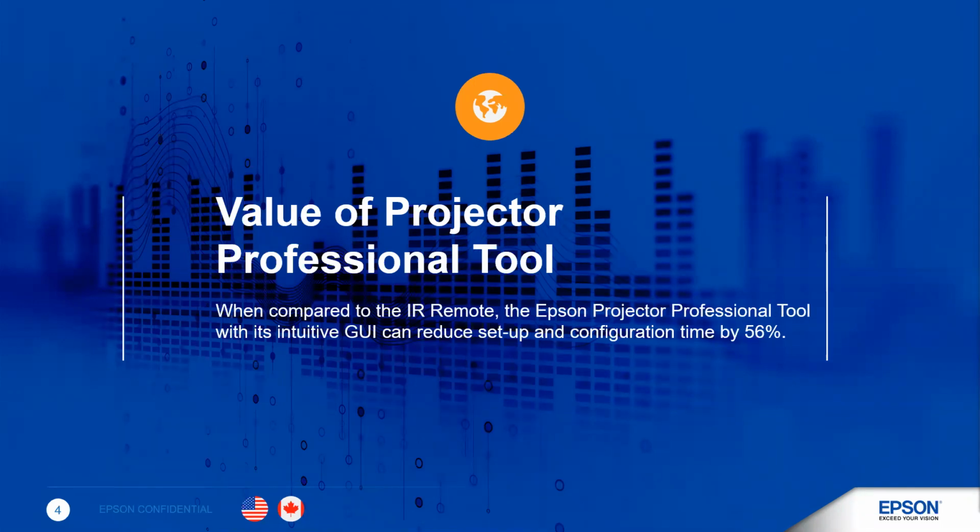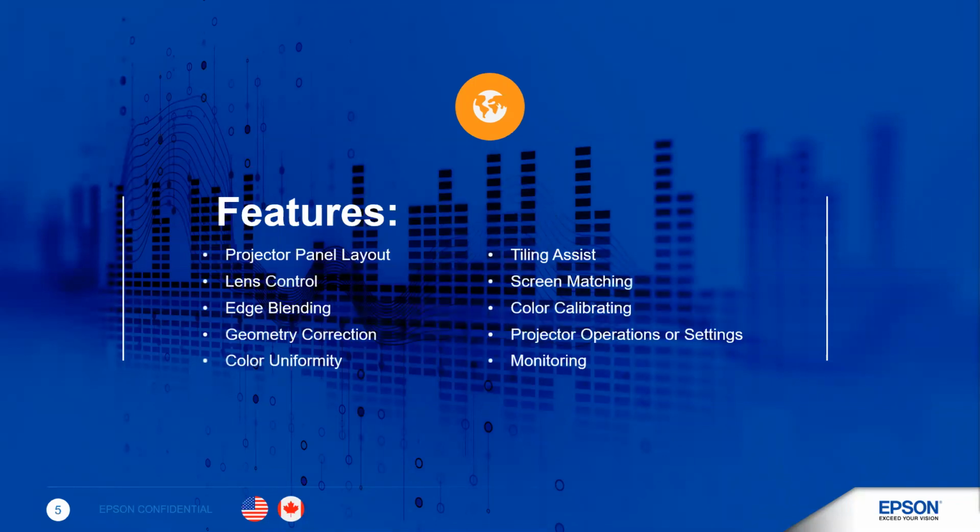When compared to IR remotes, the Epson Projector Professional Tool, or EPPT for short, with its GUI interface, reduced setup and configuration times on average by about 56%. So very valuable. Some of the features we're going to cover today include the layout, and we're going to touch on lens control, edge blending, geometric correction, color uniformity, tiling assist, screen matching, color calibration, and some of the monitoring and operations of that software.